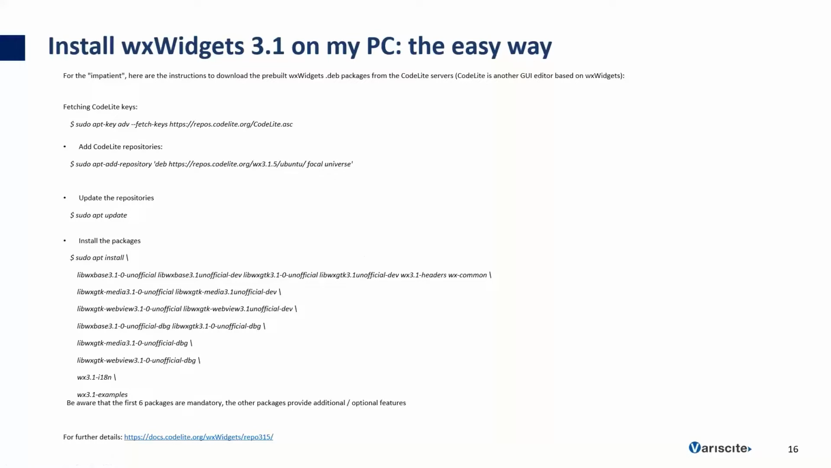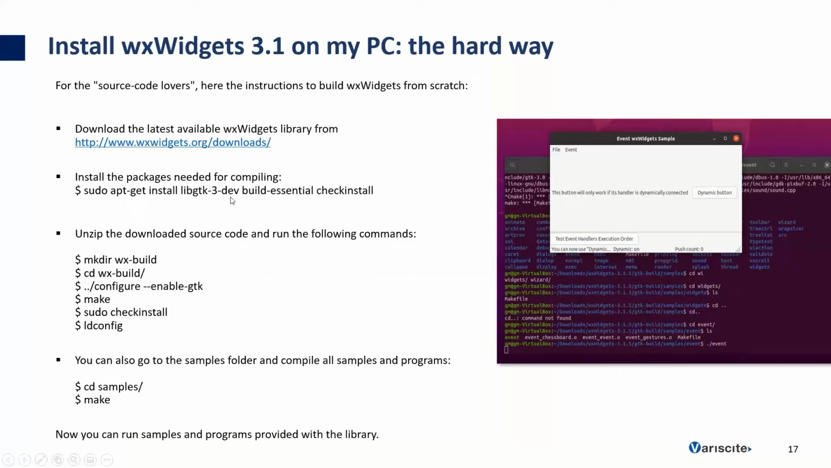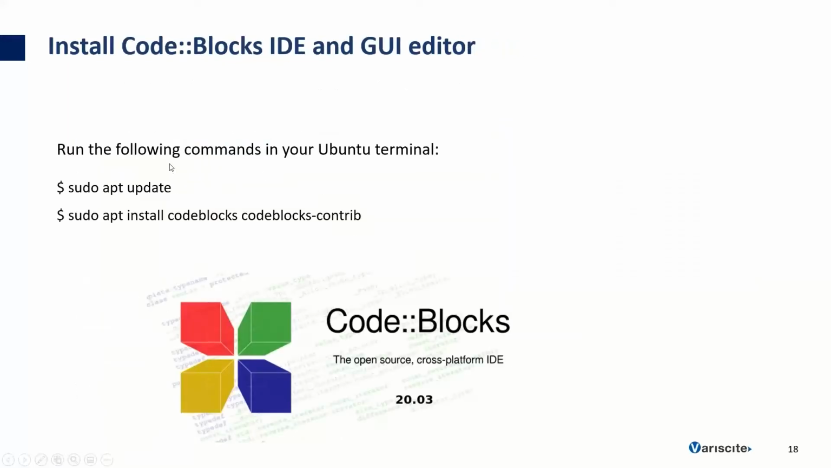We need to set up the environment, and we need to install wxWidgets on the PC. wxWidgets is available in terms of Debian packages from dedicated repositories. Here we provide the basic instructions that you may run to install wxWidgets on your PC using the Debian packages. But if you prefer, you can build it from scratch using the standard installation instructions that you may find in the wxWidgets documentation.